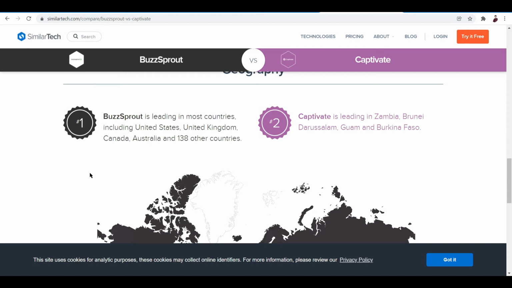When it comes to Buzzsprout, it's leading in most countries, including the United States, United Kingdom, Canada, Australia, and 138 more countries. It's leading compared to Captivate, you guys. So we are comparing these two, so don't get this comparison wrong. We are not comparing Buzzsprout with all of the platforms. We are not comparing Captivate with all of the platforms. We're comparing both of them.